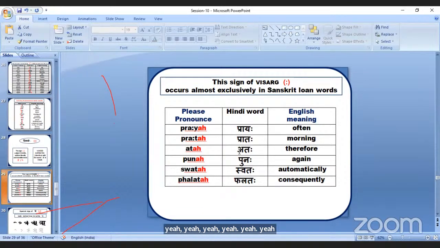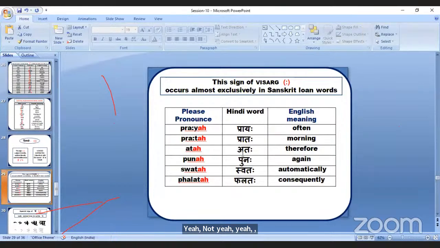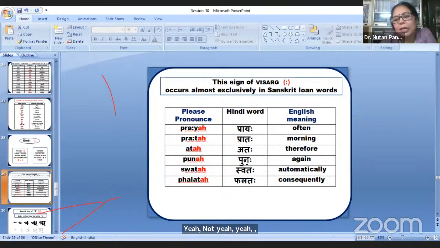Prayah means Pratah. Pratah means morning. These are all Sanskrit words. Atah. Punah. Punah means again.